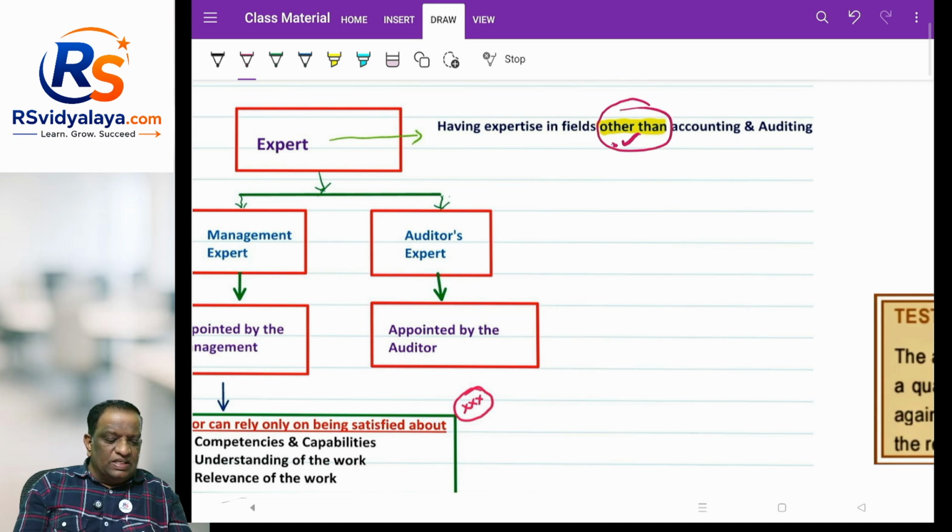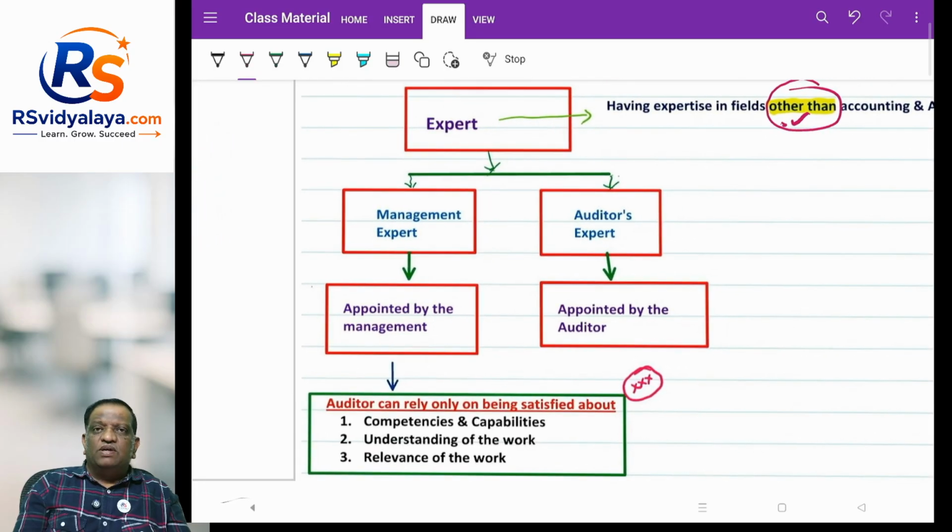Now, these experts are of two types: management's expert and auditor's expert. A management's expert is one who is appointed by the management. An auditor's expert, as the nomenclature suggests, is one who is appointed by the auditor. That is, the auditor himself is taking the views of an expert, based on the auditor's request, whereas in the other case the management on their own are getting it. So, this expert is appointed by the management. Obviously, who would be more reliable? The auditor's expert is more reliable than the management's expert for an auditor.